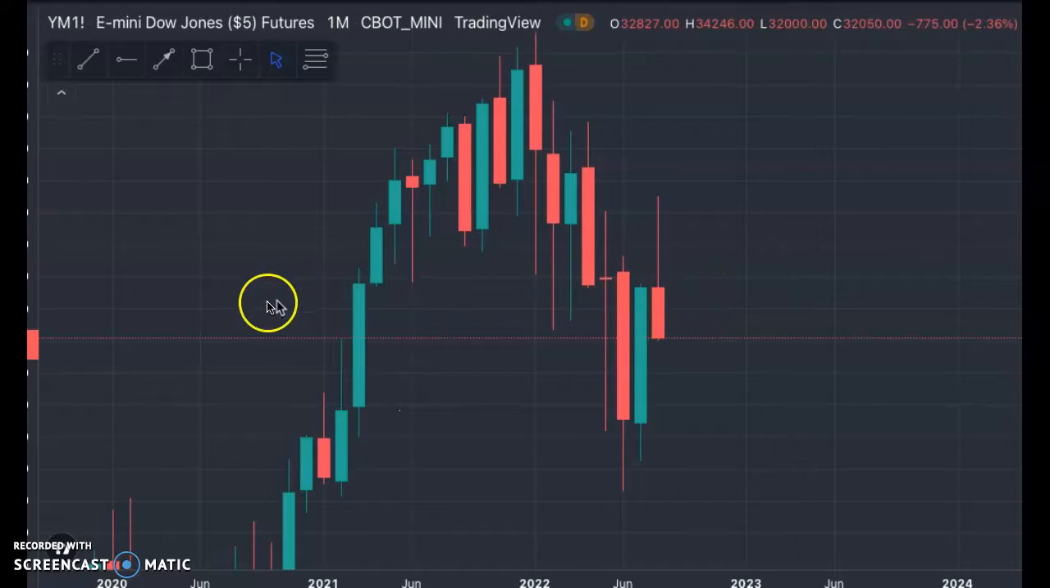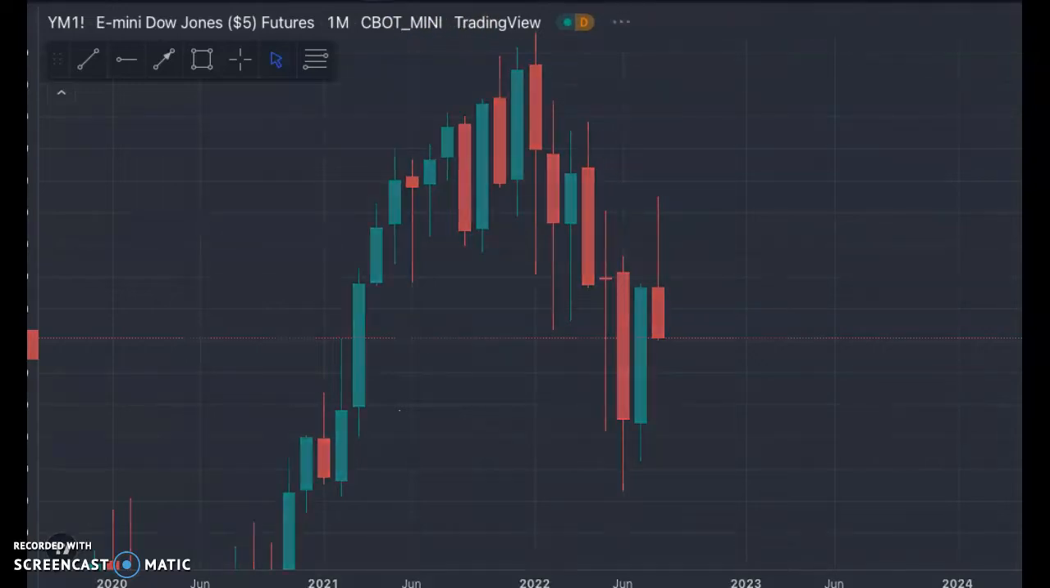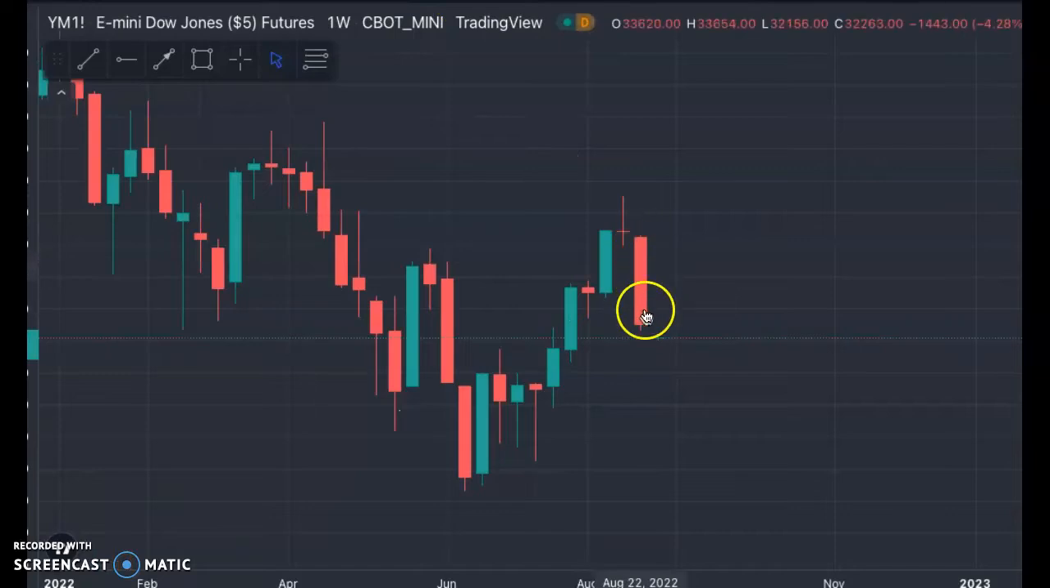Alright, let's get started. As I promised you guys, I'm going to give you a market analysis on the stock market. Today is August 28th. On Friday, August 26th, we had a weekly candle that closed. This candle was the last weekly candle from August that closed.